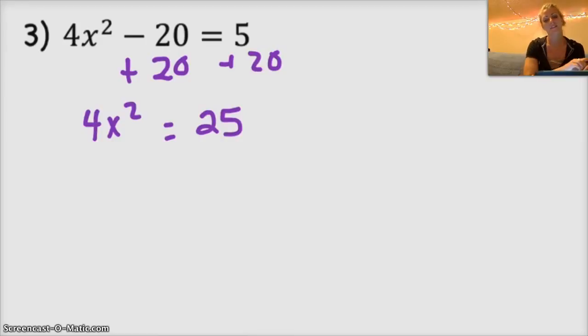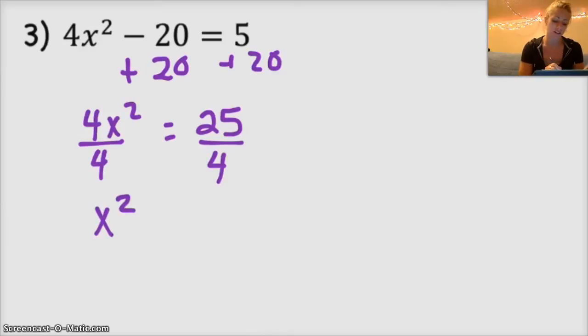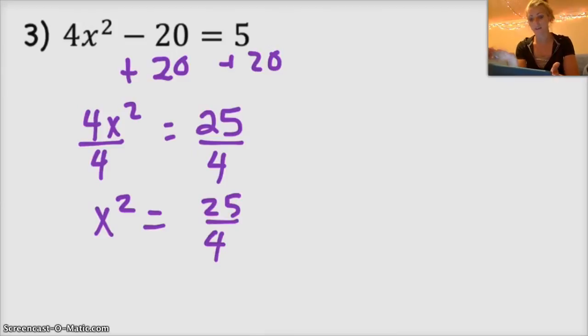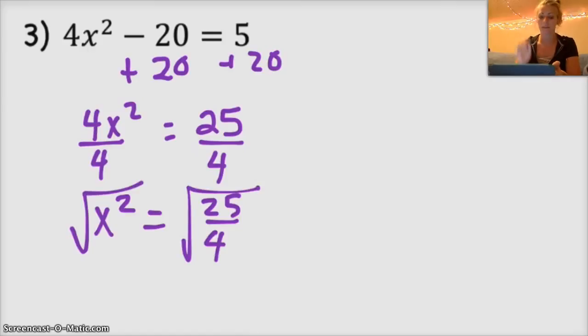Then, I have a couple options at this point. I prefer to divide by 4 first, because then I don't get confused about where the plus and minus goes. So I go x squared equals 25 over 4. So now we just have something squared equals a number. We can take the square root of that, both sides. Same thing that we were doing before.